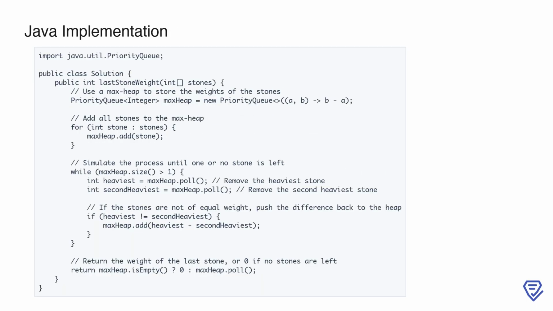This is the Java implementation for LeetCode problem number 1046, last stone weight. The logic mirrors the Python solution, using a max heap to handle the stones. In Java, the priority queue is configured to behave like a max heap by providing a custom comparator. The lastStoneWeight method performs the same iterative simulation, comparing the 2 heaviest stones, and returning the weight of the last remaining stone, or 0 if none remain. Key differences include Java's explicit type declarations and the use of the PriorityQueue class instead of Python's heapq library.